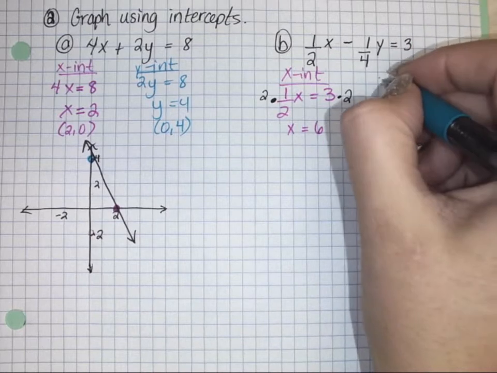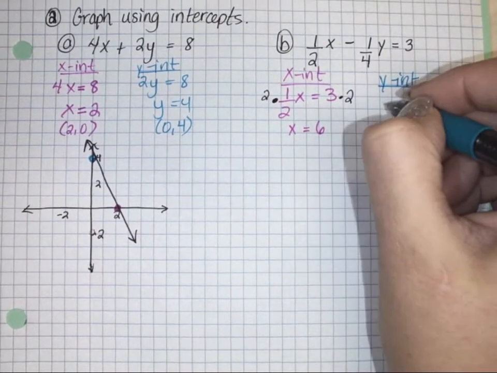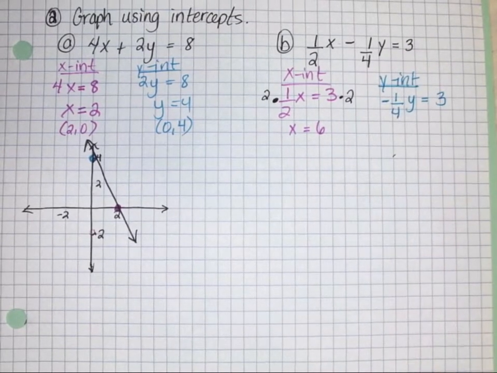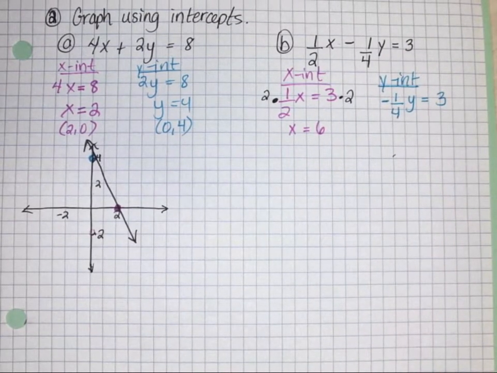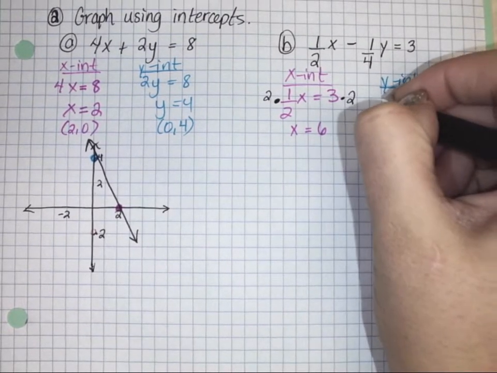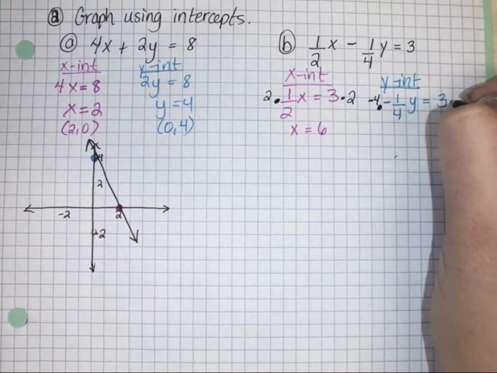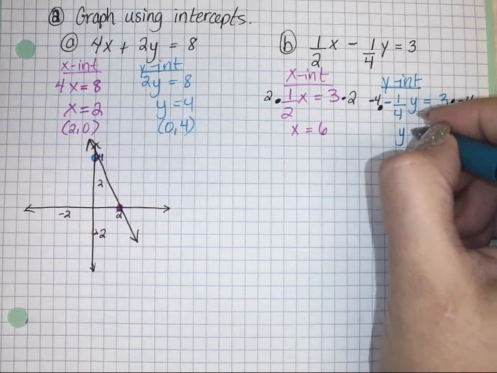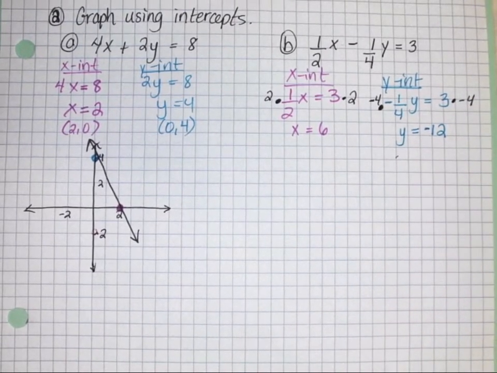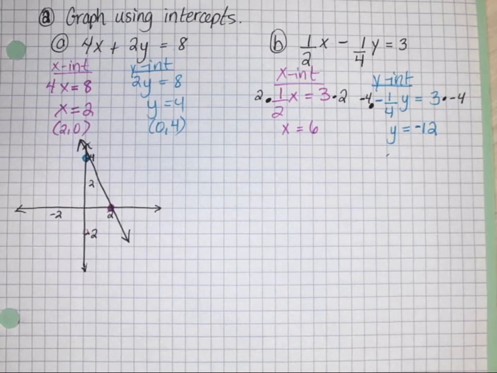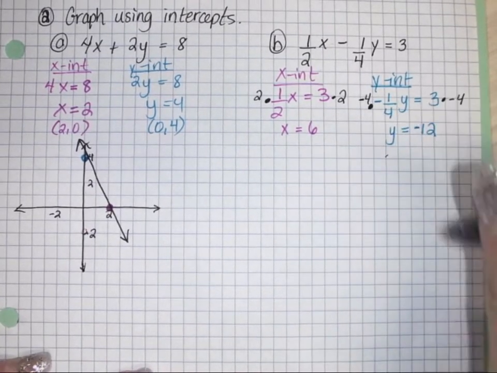Solve for your y, take your y term and set it equal to c, which is 3. To get rid of negative 1/4, we actually multiply by a negative 4. And when you do that, you're left with positive y equals negative 12. Since your y-intercept is large, you can of course scale your y-axis. For example, you can go by 2s if you want to.